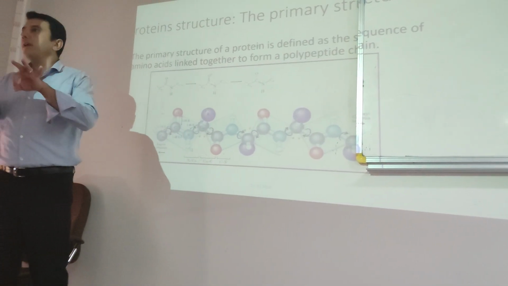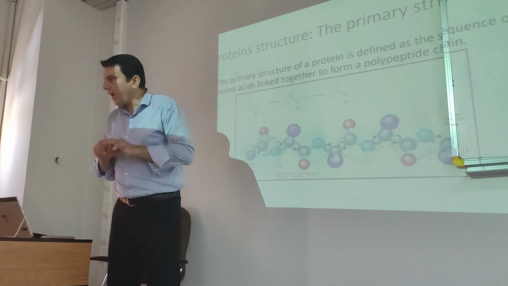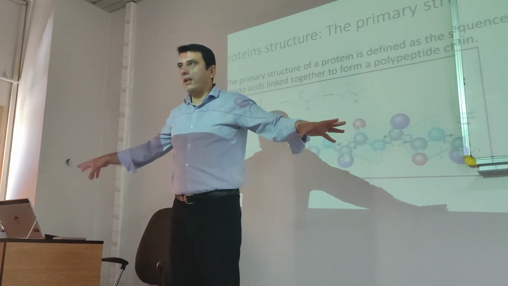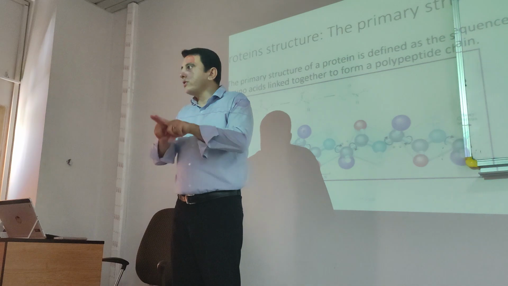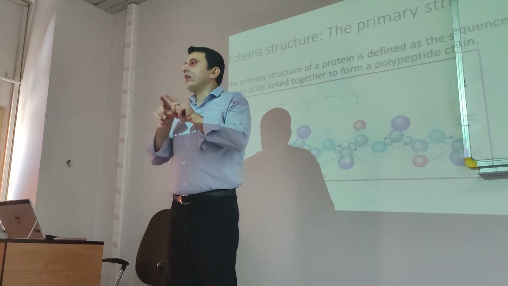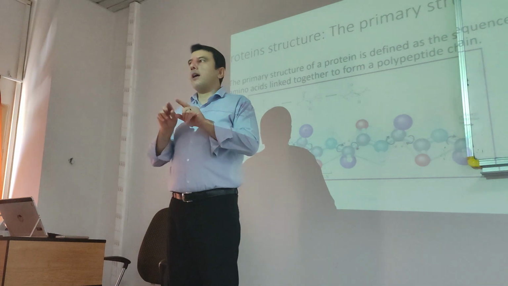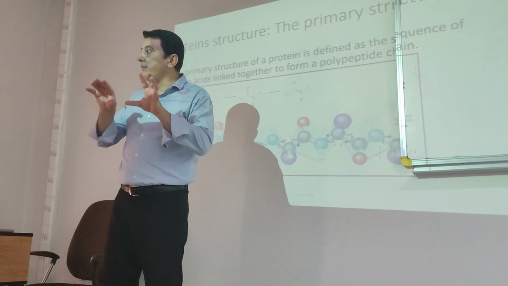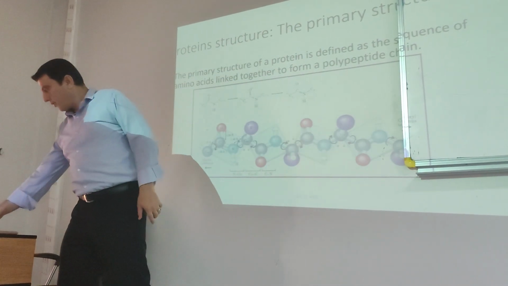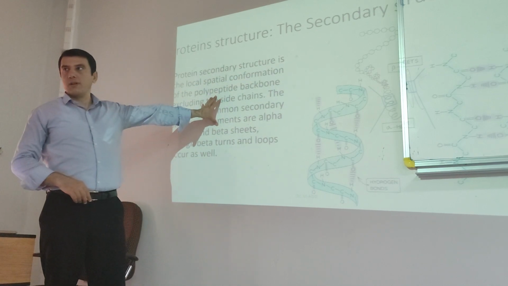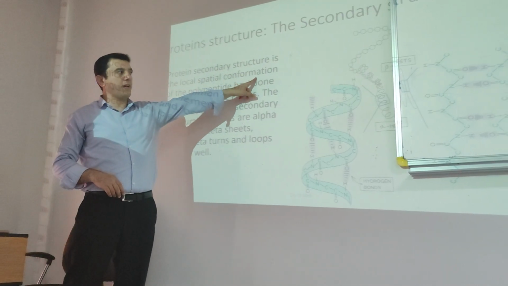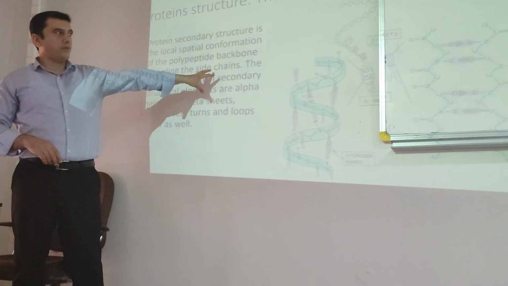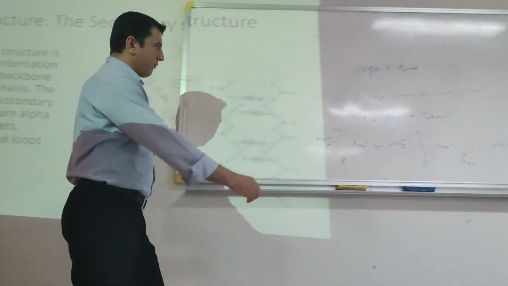So, the question will be, what is the primary structure of proteins? The answer is the linking between several amino acids produces the primary structure of proteins. The other question will be, what is the main bond that produces the primary structure? Peptide bond. Secondary structure is the spatial conformation of the polypeptide backbone.